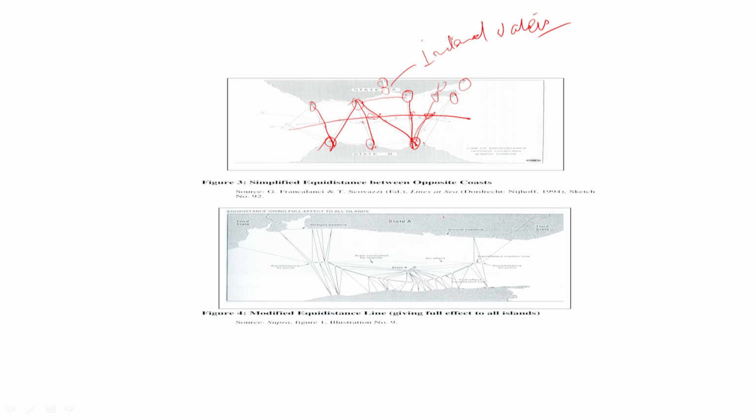So state A here, and then there is another state B here, and the proportion of coastline is quite different, you can see here. Moreover, it's not only between the two states, but there is a third state also here, and we have to draw the territorial waters and the contiguous zone and all these areas. So here, firstly we draw a hypothetical median line.